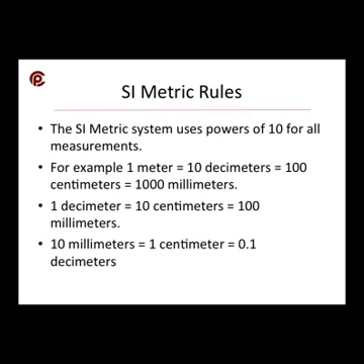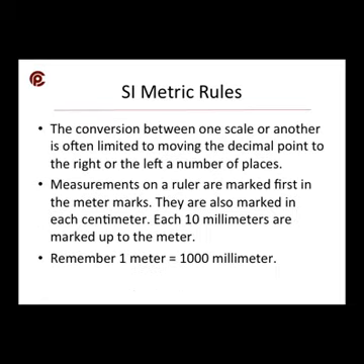The other rule is the metric system. The standard metric system uses powers of 10 for all measurements. For example, 1 meter is 10 decimeters, or 100 centimeters, or 1,000 millimeters. 1 decimeter equals 10 centimeters, or 100 millimeters. 10 millimeters equals 1 centimeter, or 0.1 decimeters. See, by moving from one scale to another in the metric system, you're just moving the decimal place.